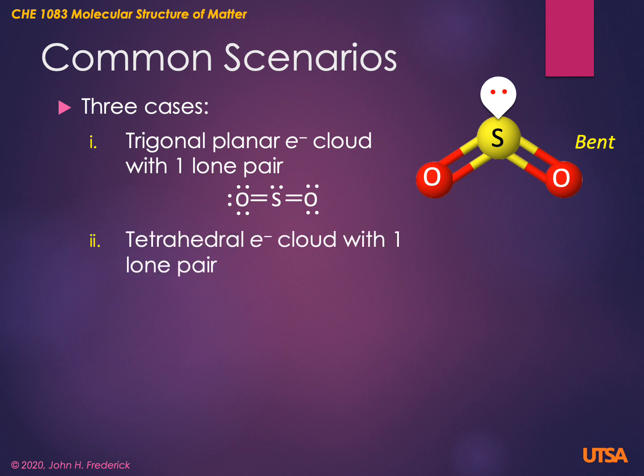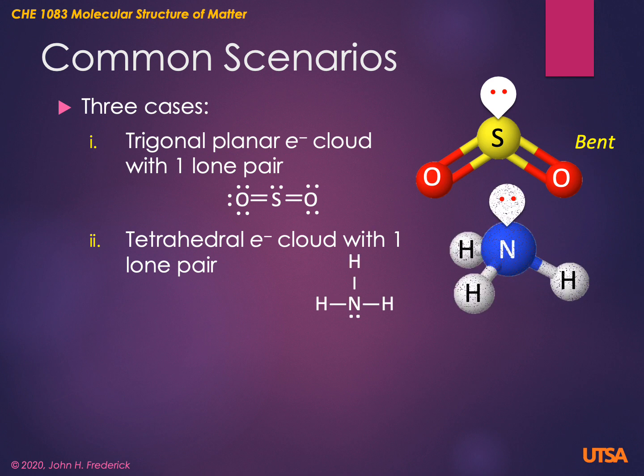Another possibility would be we have a tetrahedral electron cloud, but there is one lone pair. A good example of this is ammonia, and this indeed has a shape that is not trigonal planar, but is trigonal pyramidal because of that extra lone pair of electrons that occupies one of the four spots around the nitrogen atom.